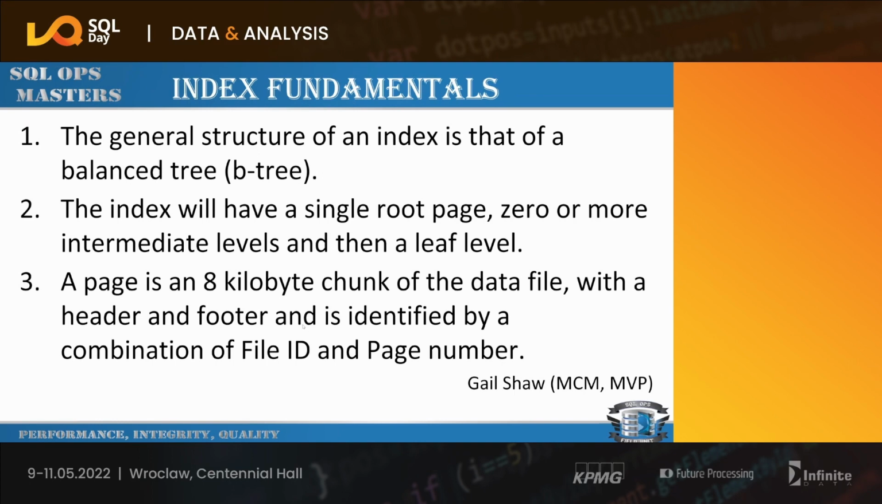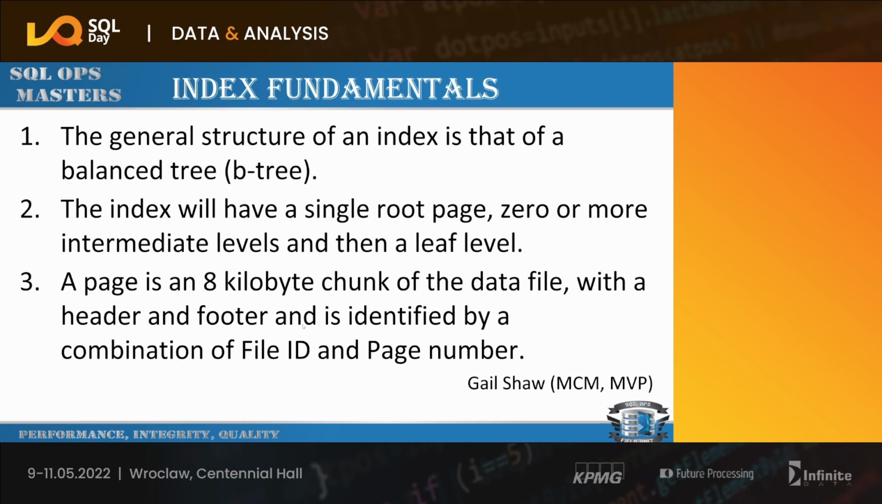All right. The general structure of an index is that of a balanced tree or a B dash tree, not the B plus tree, and we're talking SQL Server here. Okay. Oracle and SQL Server both call them B trees, but in SQL Server it's a B hyphen tree or B dash tree, B minus tree. In Oracle, it's a B plus tree, and really the difference is just the shape of it and where the root and the leaf and all that actually reside. All right, the index will have a single root page, and a page is an 8K chunk of data file. That's all taken from a friend of mine, Gail Shaw.